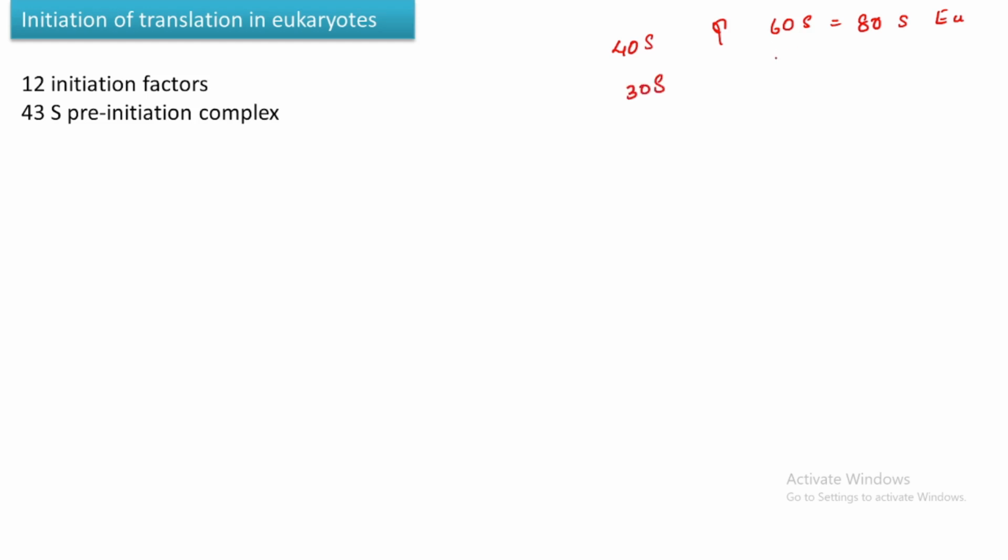30S and 50S. Together it constitutes the 70S ribosome in the case of prokaryotes. And I'm just mentioning this for your better understanding. Okay, that's about the subunits.